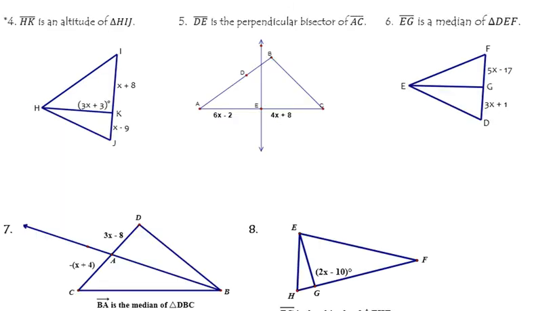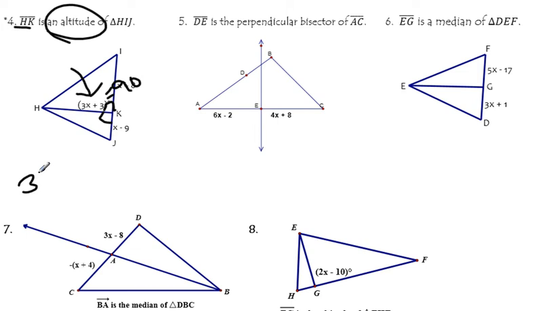Okay, number 4 says that HK is an altitude. An altitude connects a vertex of a triangle to the opposite side at a right angle. So that means that these are both right angles, and that means they both equal 90 degrees. This angle equals 90, this angle equals 90. Well, this angle that was labeled, angle HKI, equals 90 degrees.